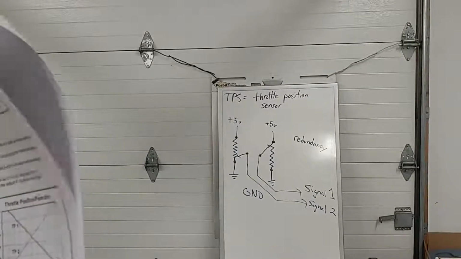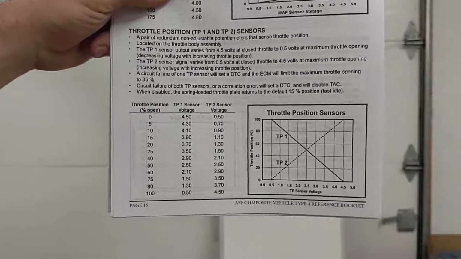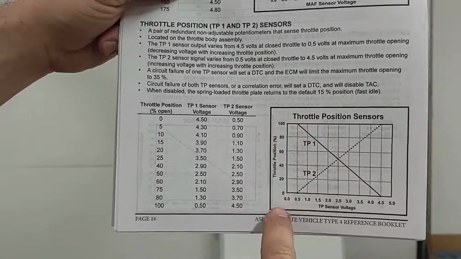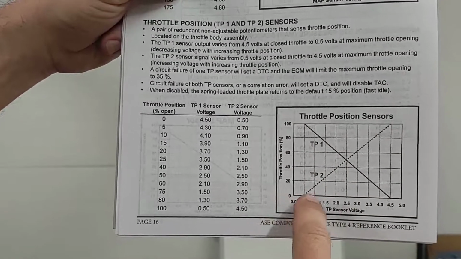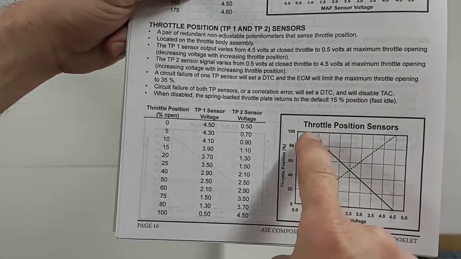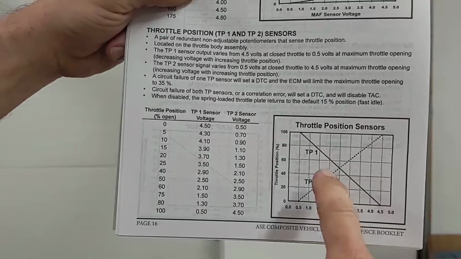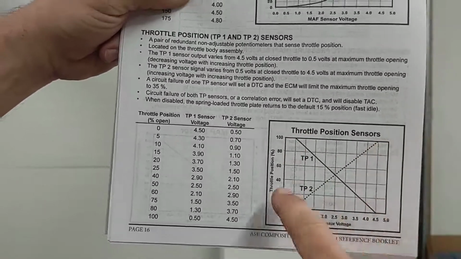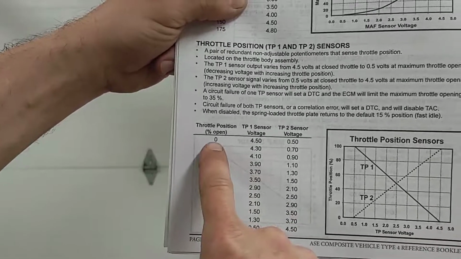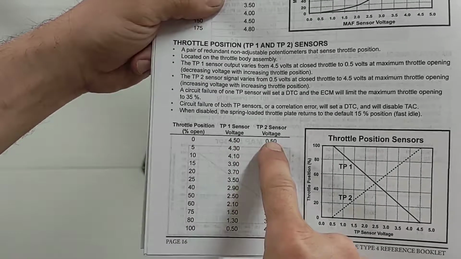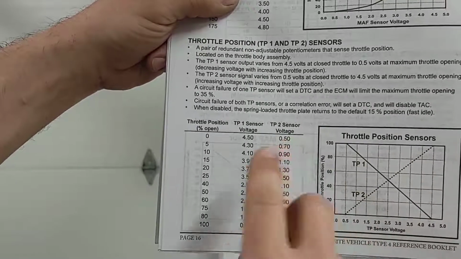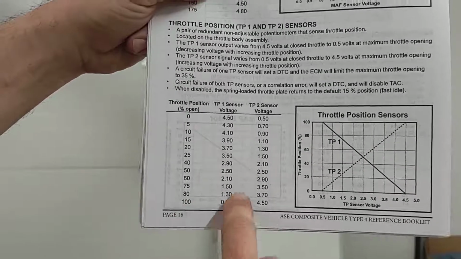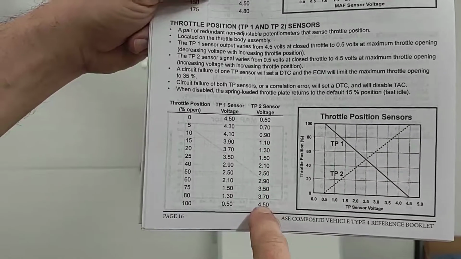In the interest of time savings, their graph is much neater and tidier than mine. So you see here, TP1 at closed throttle, or zero throttle, starts out high and trends low, and TP2 starts out low and trends high. So they crisscross each other. At 0% throttle, one of them is going to read 4.5 volts and the other one's going to read 0.5. And as you sweep the throttle open, these voltages will sweep opposite each other. At 100% or wide open throttle, TP1's reading 0.5 volts, TP2's reading 4.5 volts.